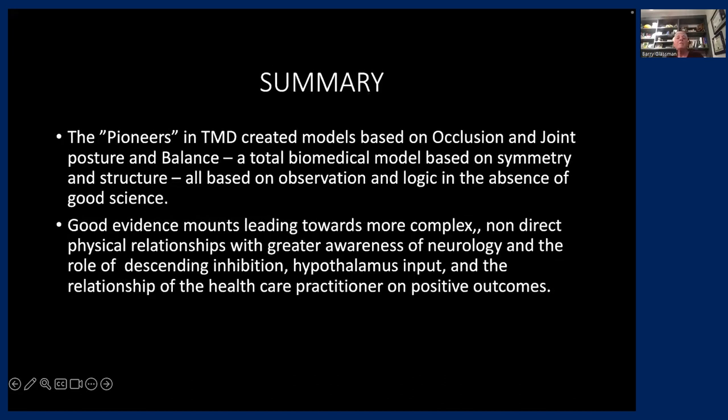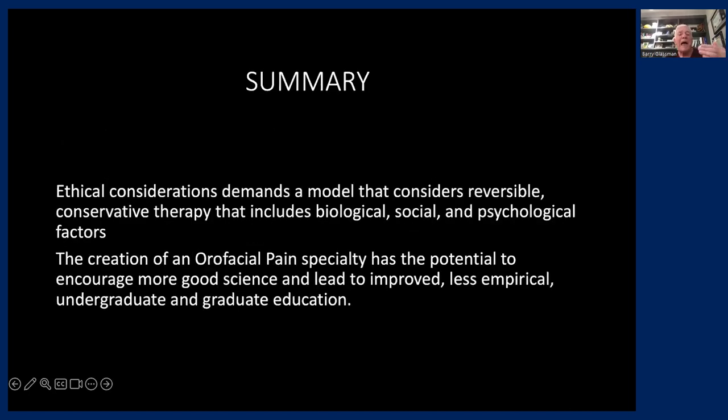The pioneers created models on occlusion and joint posture and balance, a total biomedical model based on symmetry, all based on observation and logic, and logic in the absence of science. But good evidence mounts towards a more complex, non-direct physical relationship with a greater awareness of the neurology, the role of descending inhibition, the hypothalamus input, and the relationship of the healthcare practitioner on positive outcomes. Ethically, I think it demands and requires us to go beyond structure and include the biology, the social, and the psychological factors.